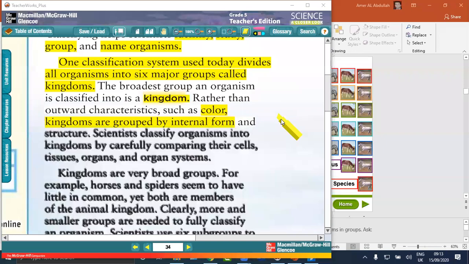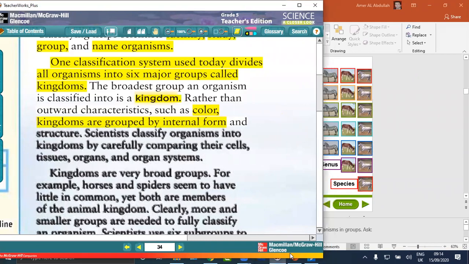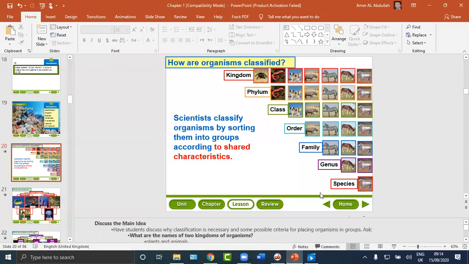The broadest group an organism is classified into is a kingdom. Kingdom, it's a large group. It's called kingdom.